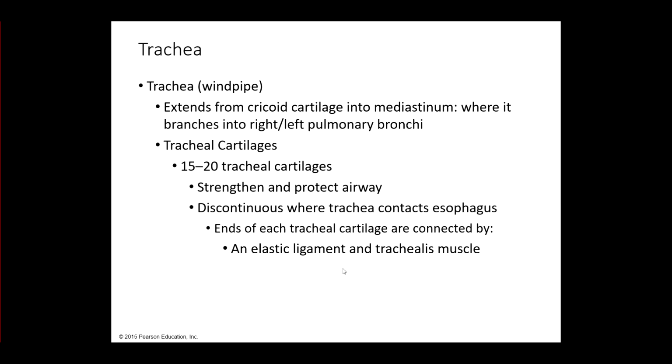Now, our trachea is made up of these hyaline cartilage rings, which we're going to call tracheal cartilages. You could also call them tracheal rings. Since they're made up of hyaline cartilage, their job is to keep the trachea supported, right? They're going to strengthen and protect the airway. We would not want the trachea to collapse, right? We wouldn't survive if we had a collapsed trachea. So these cartilages are going to help to keep the trachea open.